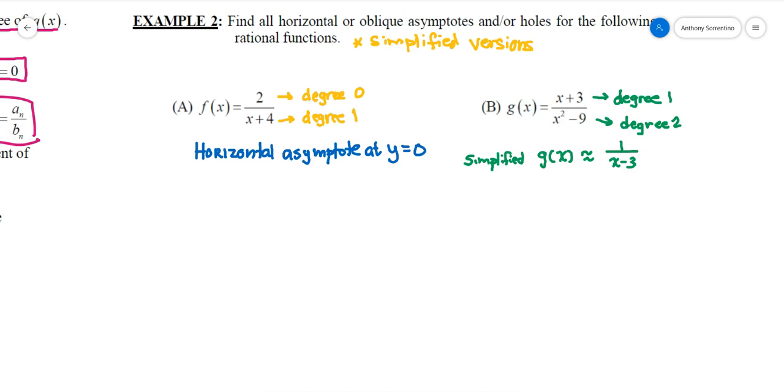So much the same way, B has a horizontal asymptote at y equals 0 as well. So again, in these two situations, because the degree of the polynomial in the numerator is less than the degree of the polynomial in the denominator, I get y equals 0 as the horizontal asymptote. Moving on to C and D.